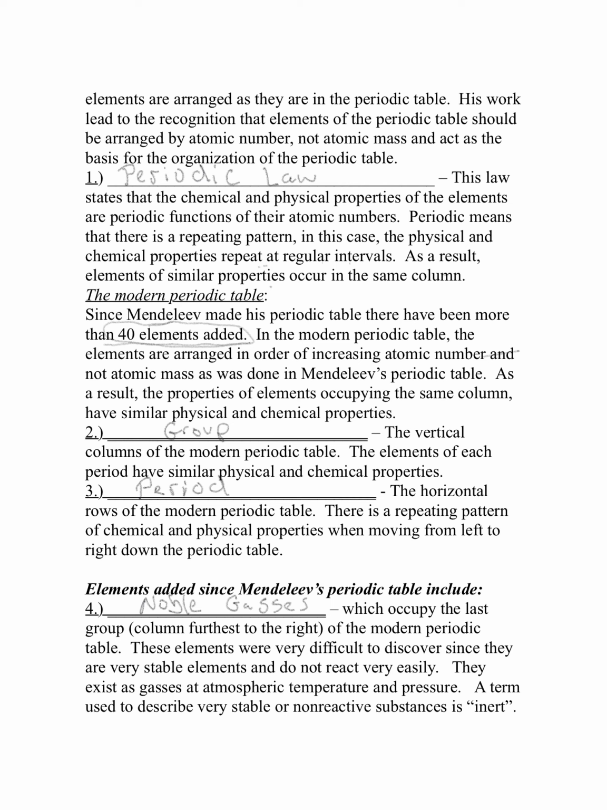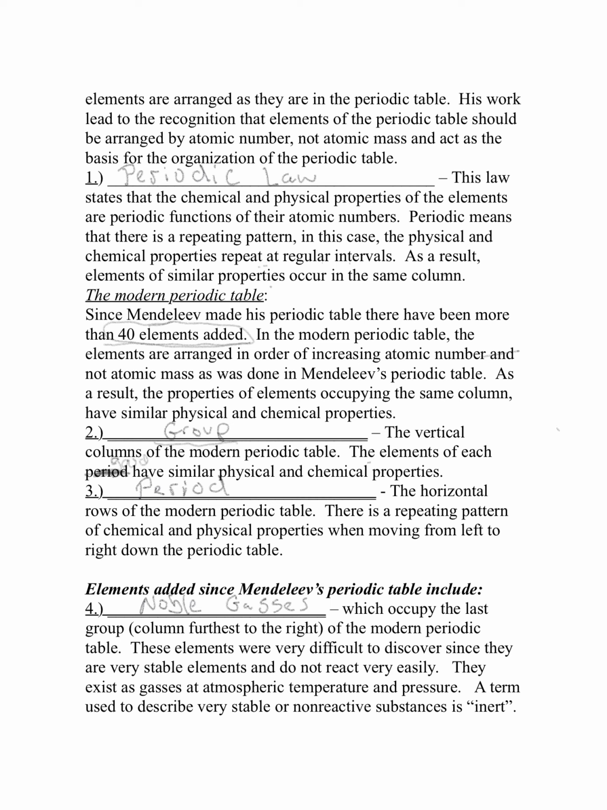Okay, now, we mentioned before, groups. The vertical columns in the periodic table are called groups. And I realized I made a mistake over here. I should have said here the elements of each group. I put period over here, but this should actually say group. Sorry if that caused any confusion. The elements of each group have similar physical and chemical properties.